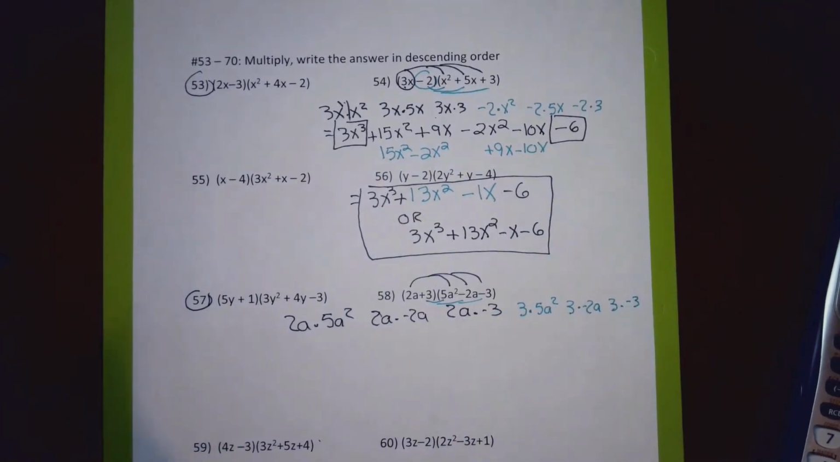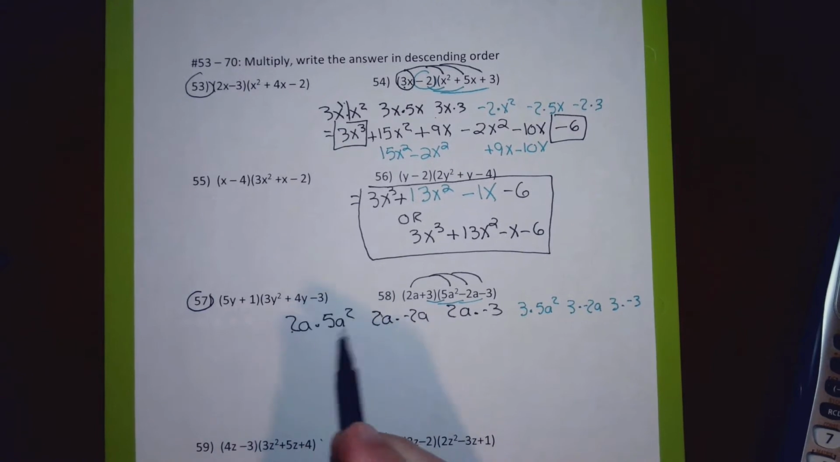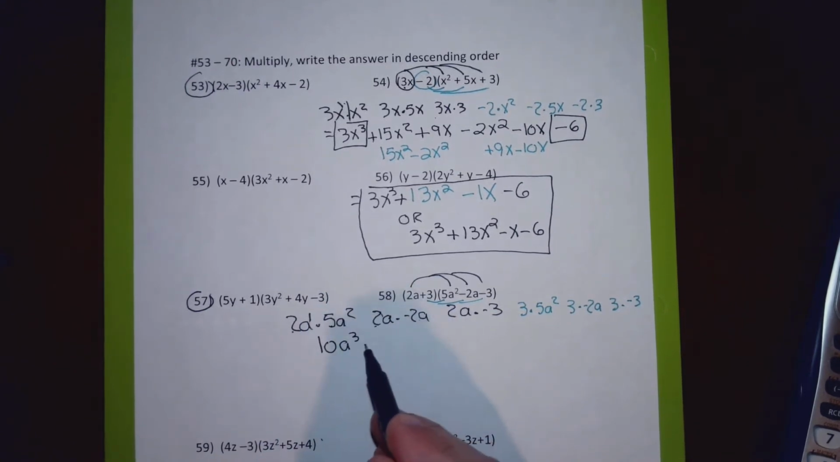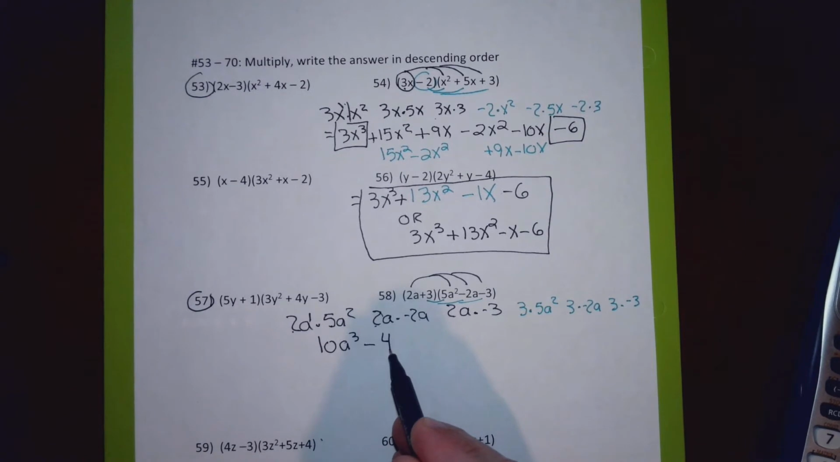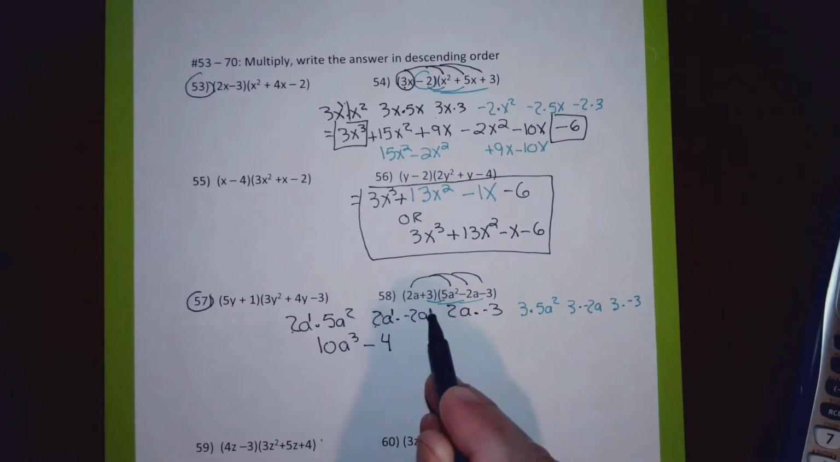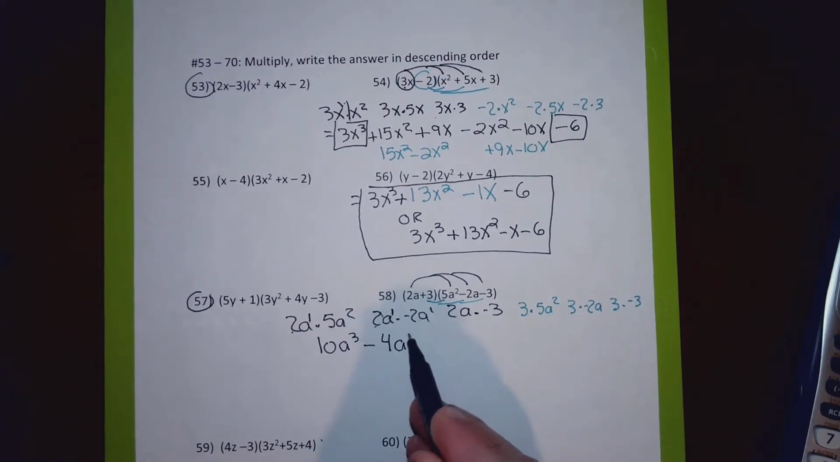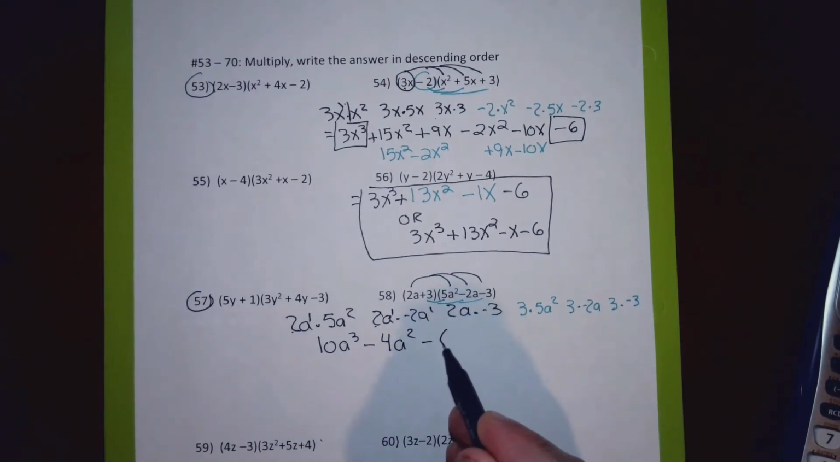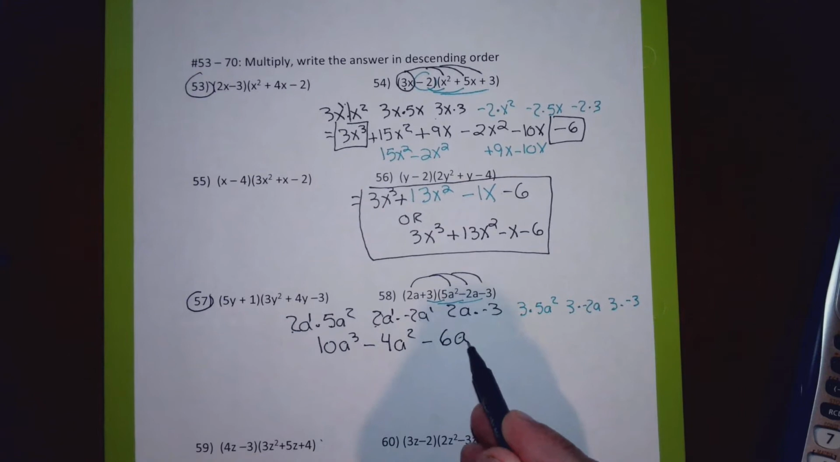So I have the 6 multiplications that I need to do, each term in the left parentheses by each in the right. First multiplication, I multiply the 2 and 5 and get 10. I add the exponent of 1 and 2 on the a's and get an a cubed. Second multiplication, 2 times negative 2 is negative 4. I add the exponents of 1 on the a's and get an a squared. Third multiplication, I multiply 2 times negative 3 and get negative 6, and I leave the a.